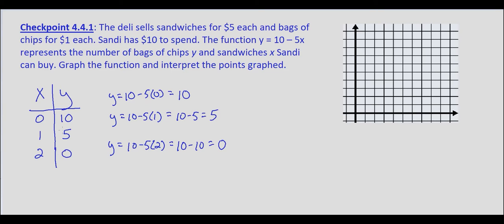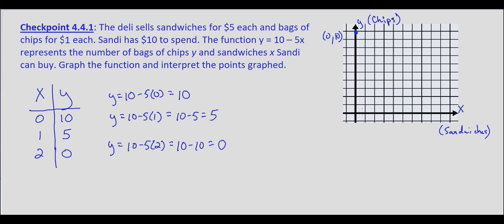So we'll plot those points, 0, 10. So 1, 2, 3, 4, 5, 6, 7, 8, 9, 10. There's our point 0, 10. We'll go ahead and label our axes, x and y. And remember, this is sandwiches, and this up here is chips.